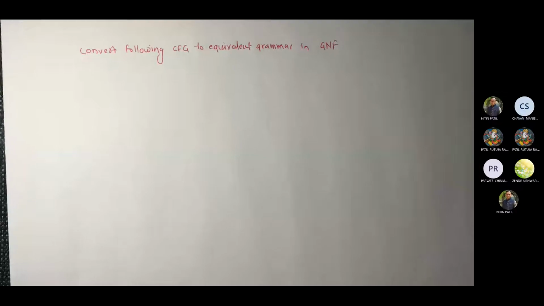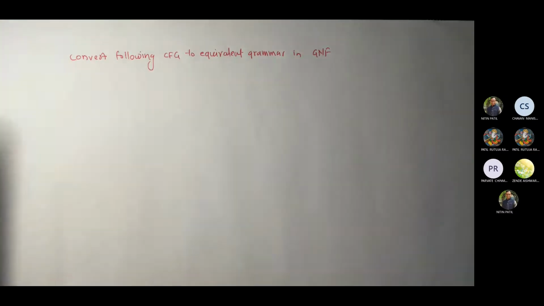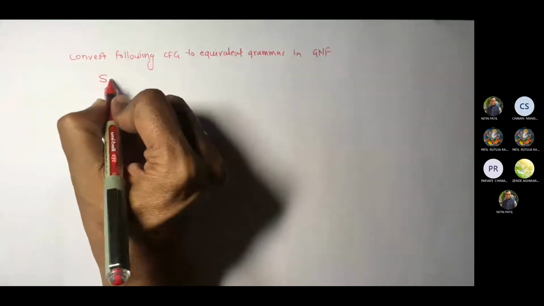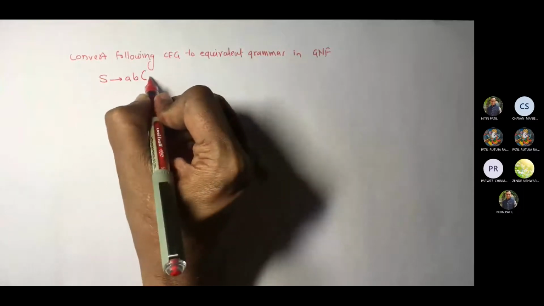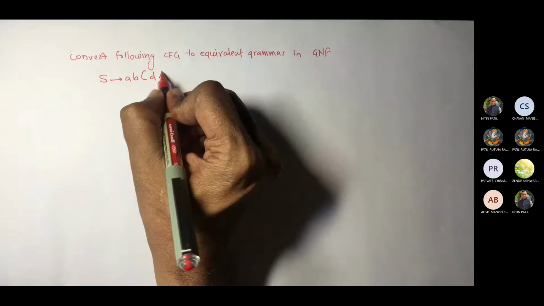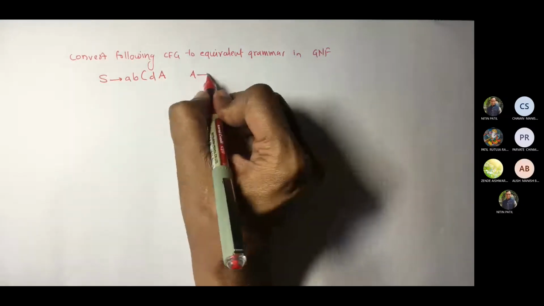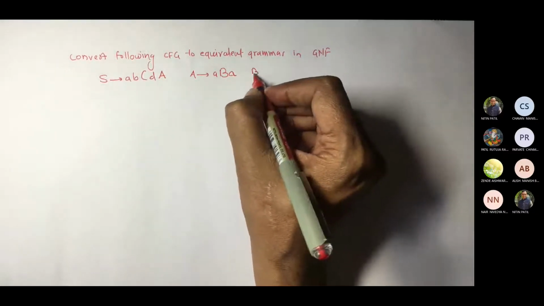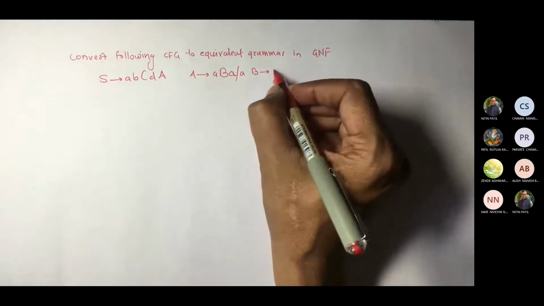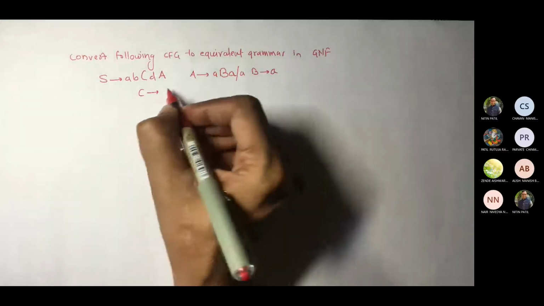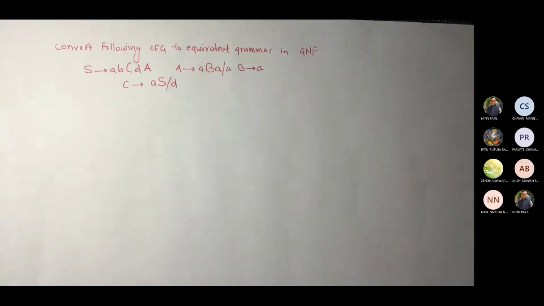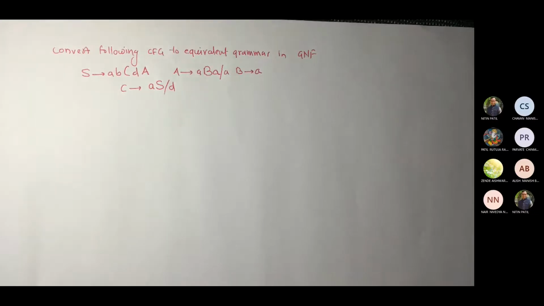One example, similar one, like converting a grammar to an equivalent grammar which would be in GNF. So let me take a grammar. Suppose this is the grammar given to you, and you have to convert this to equivalent GNF.